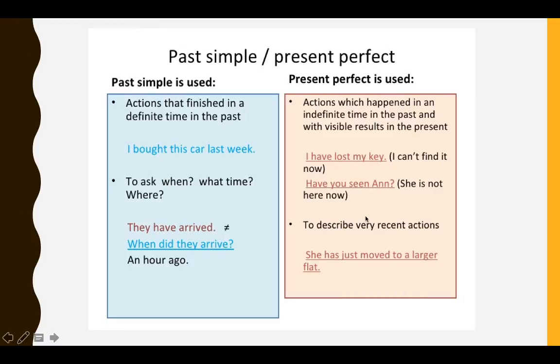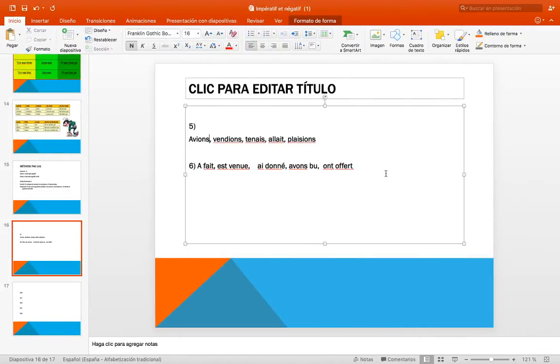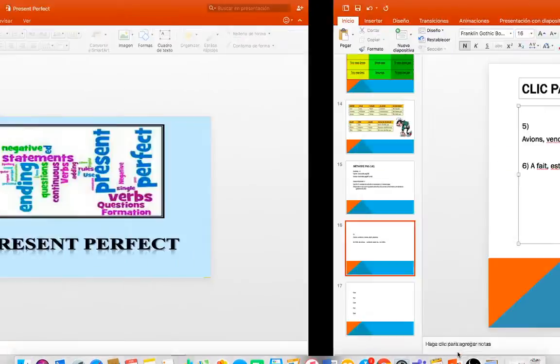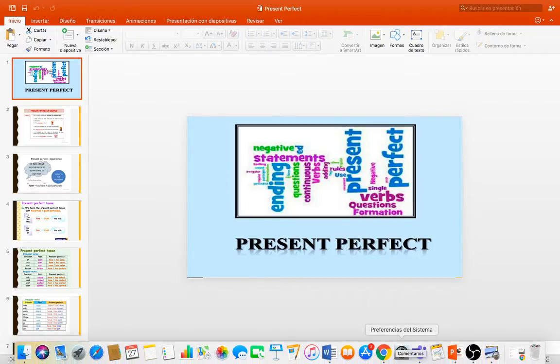Over here also, we use present perfect to describe recent actions. In simple past, we can find the word for to talk about an action that already finished, while in present perfect we use for and also since to talk about a period of time, but the action didn't finish, right? So till here it's a presentation about present perfect and also the simple past.